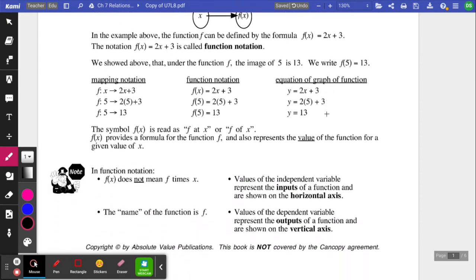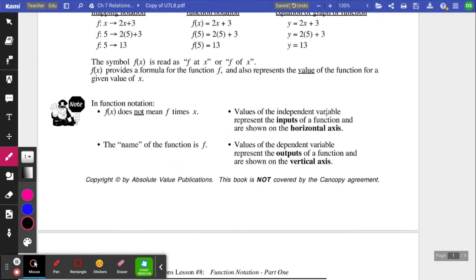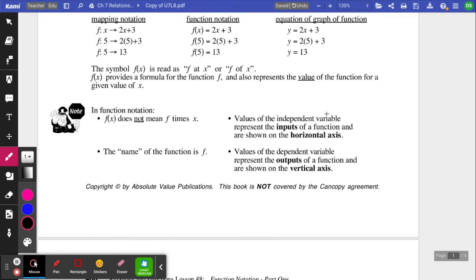Okay. I'm just going to skip down here. I just want you to look at the comparison of each of these. So mapping notation has a little arrow in it like that. And it says we're going to call this machine f. It's the f machine. That's the function. And it's going to have x in it. And this is what we're going to do to the x value. We're going to times it by 2, whatever x happens to be, and we're going to add 3 to it. Then you have this, so you'll see what happens. So we're going to plug 5 in there.